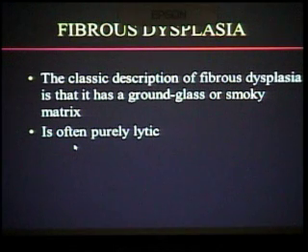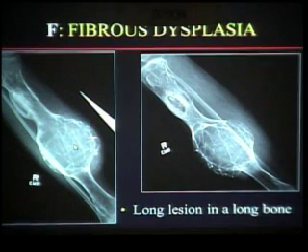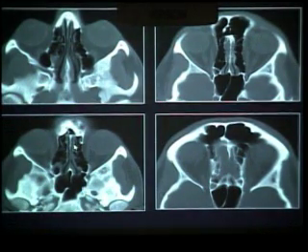Very good. So the typical description is ground glass appearance, although you may see a lytic lesion. This could be expansile, and I want you to remember this. When you see a lytic lesion in a long bone, fibrous dysplasia is your first differential diagnosis. Look at this expansile lesion here. So what can you say in your differential diagnosis for this lesion? ABC, metastasis, renal cell carcinoma, thyroid, that's also a good differential. Very good. So in fibrous dysplasia you have this ground glass appearance, you have some expansion of the bone.